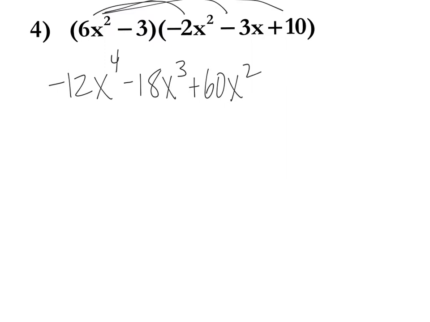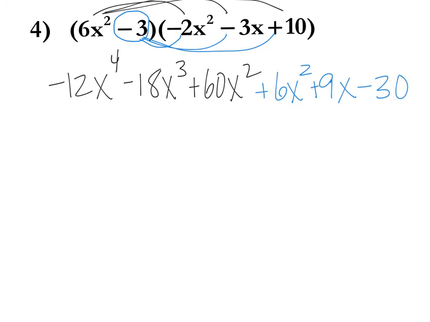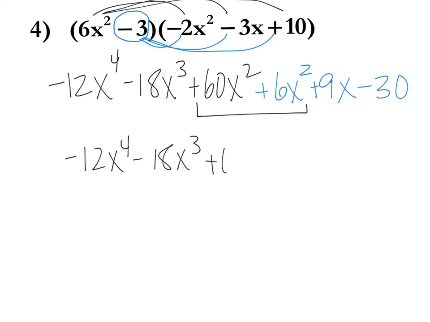Now what I'm going to do is take my negative 3. Be very careful with that negative sign. You're distributing the negative to all 3 of those terms. So it's going to be a positive 6x squared, positive 9x, negative 30. So be careful with the negative sign again. And now we just have to combine our like terms. Only things I can combine here are the x squareds. So I have negative 12x to the fourth minus 18x to the third, 66x squared, 9x, and negative 30.